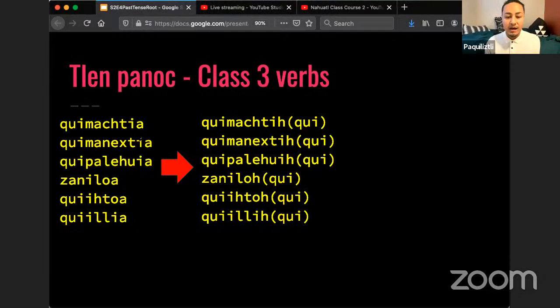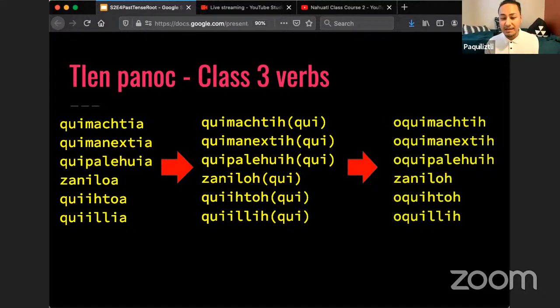Okay? For the class 3 verbs, these are pretty easy for us to identify because it's pretty much the same, but this O is still optional. So we have kimachti. You might hear them say okimachti or just kimachti. See, in our variety, kimachti is completely acceptable. So if you hear kimachti, you're like, yeah, that's the past tense. But they might add the O, so they'd say okimachti. Kimaneshti, okimaneshti. Kipalewi, okipalewi.